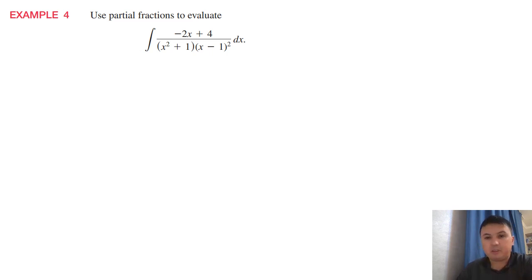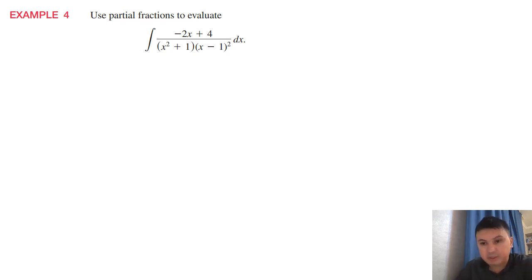Last problem I'll consider is the following. So I have an x squared plus 1 term in the denominator times x minus 1 squared. Well, x squared plus 1 is irreducible because you cannot decompose it further, right? You cannot write it as a product of two linear terms. So then what do we do?